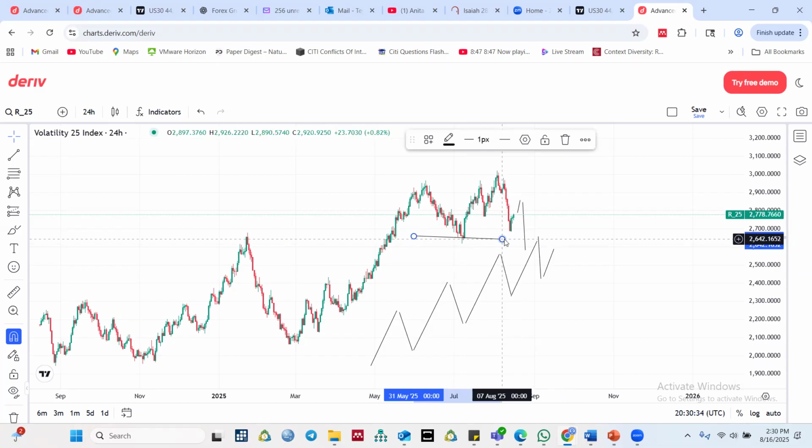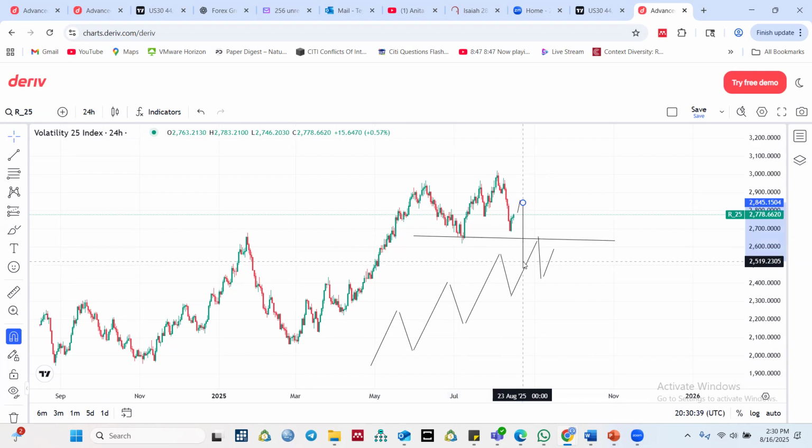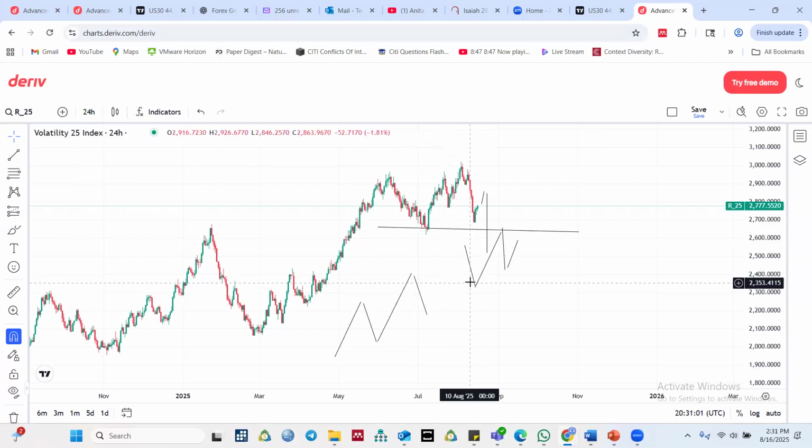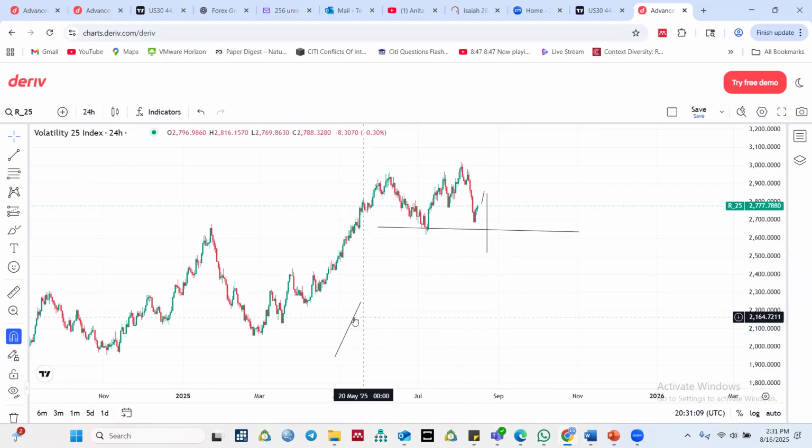It takes this point out like this. Then we will say there is a change of character or change of direction. At the same time, it is a break of structure, but the first time that it does that, we can call it a change of character. Then it means that we should expect the market to move from a bullish direction to a bearish direction.